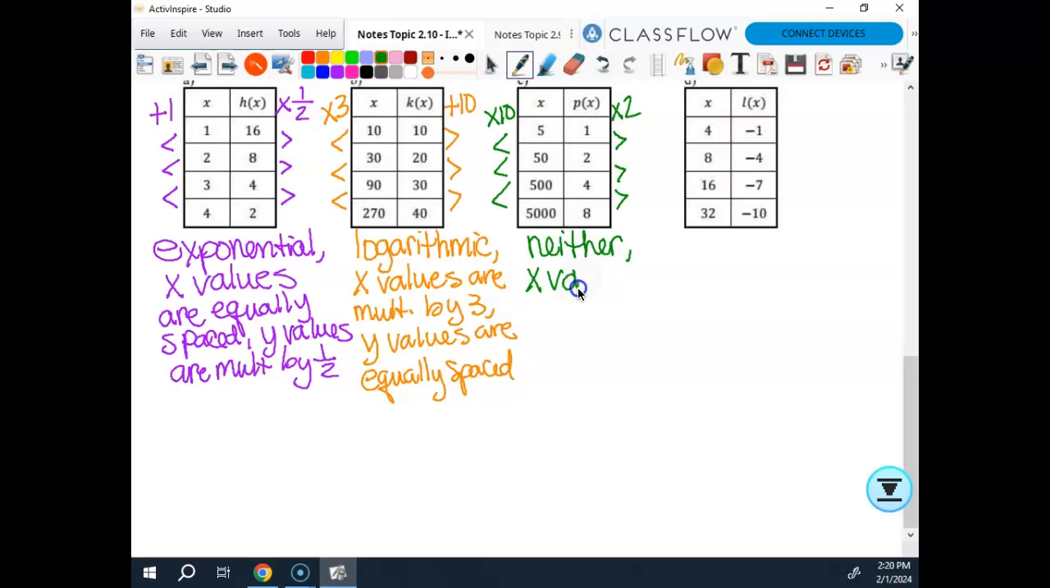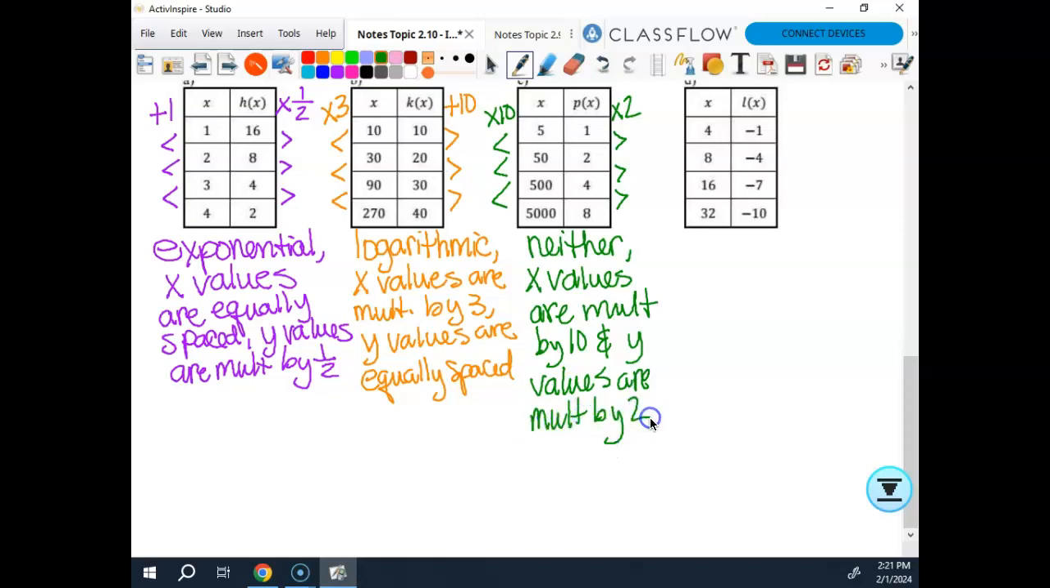And I would say x values are multiplied by 10, and y values are multiplied by 2. If you don't, then you have to say something like they're changing multiplicatively or they're changing by the same number. You can't just say they're being multiplied. So to me, it's easier just to say what the number is. Okay, we good on that?